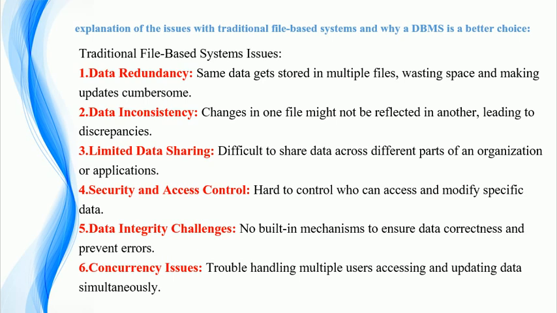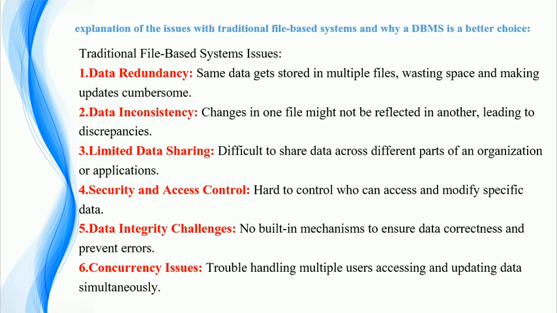Second point is data inconsistency. A change in one file might not be reflected in others, leading to discrepancies. If you save an image file in C drive and a similar image file in D drive, and you change the image file name in C drive, but in D drive the image name is not changed, both images are similar but the names are different.